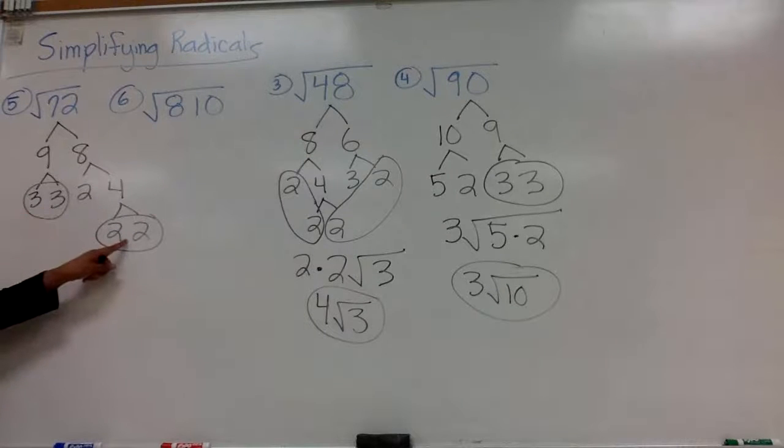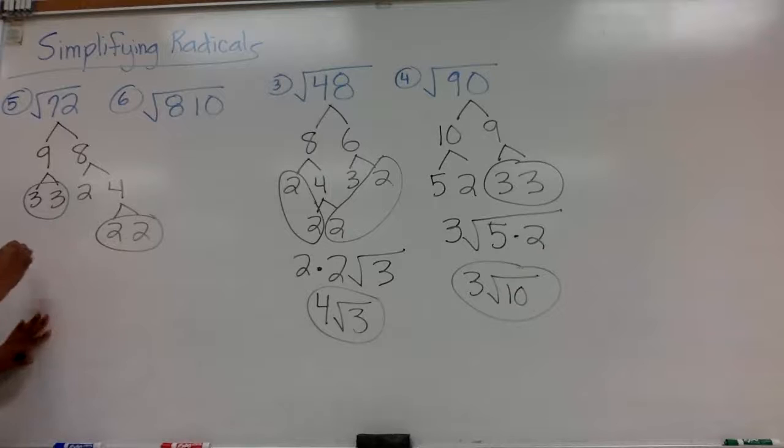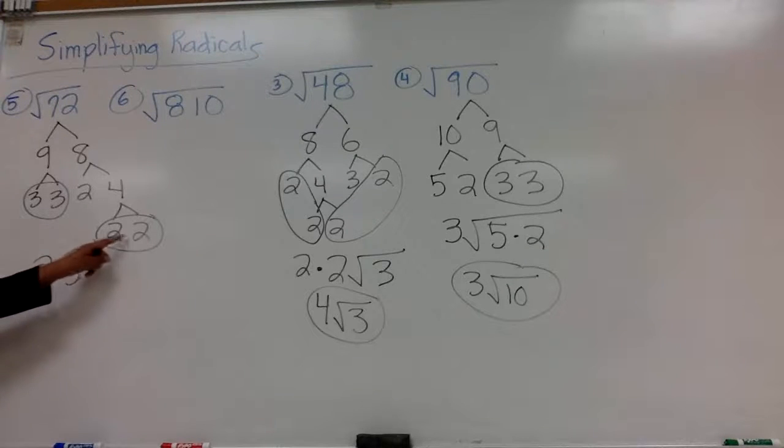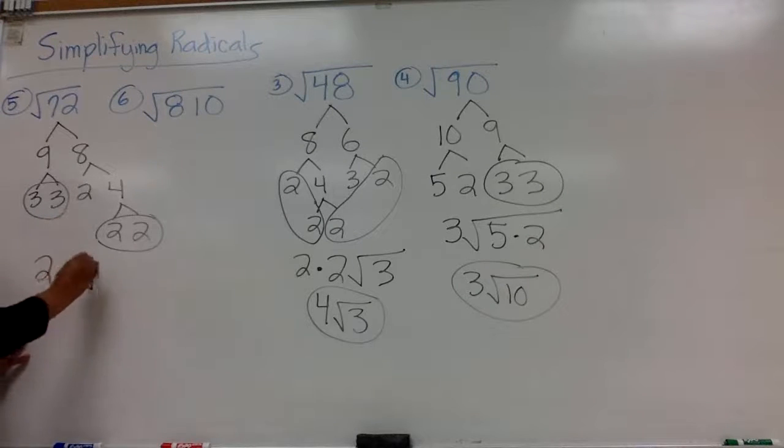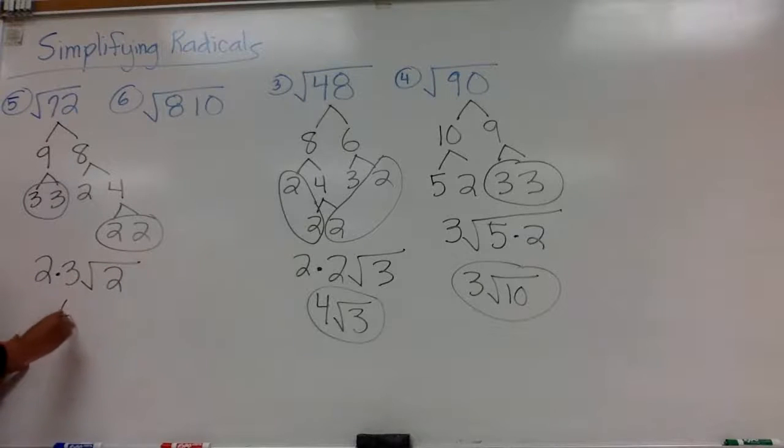Both of these pairs go on the outside of my square root. So on the outside of the square root, I have 2 times 3 because those are the 2 pairings that I have up there. And then my leftover prime number is the number 2. Multiply this, we got 6 square root 2. So it could be 2 7s, 2 10s, 2 9s. You're just looking for 2 of the same number.